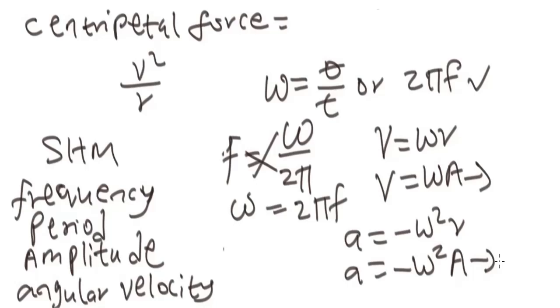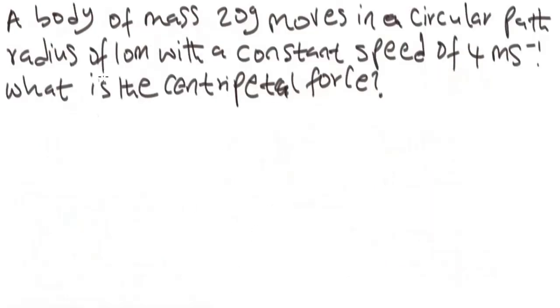Most of them you don't need to memorize, you can just derive them. Alright, so let's wipe this and solve some problems on it before we call it a class. Okay, so let's look at this question. It says the body of mass 20 grams moves in a circular path of radius 10 meters with a constant speed of 4 meters per second. What is the centripetal force?